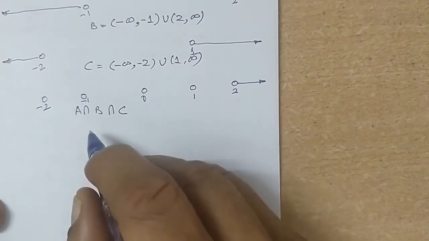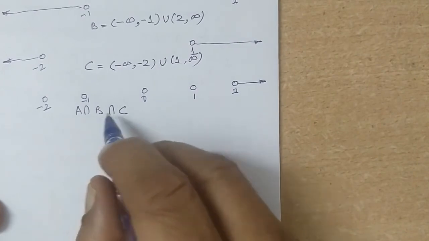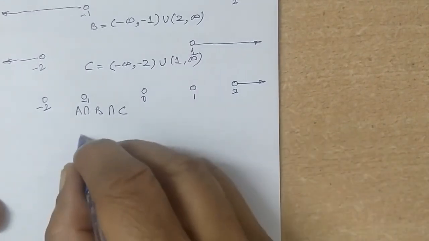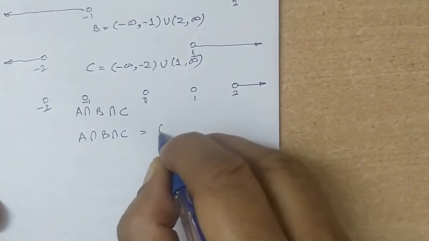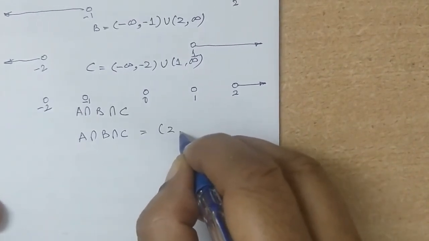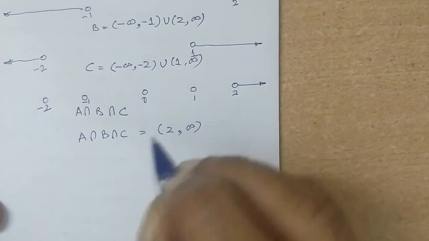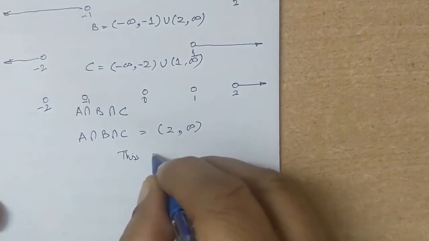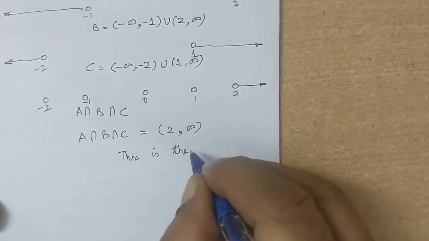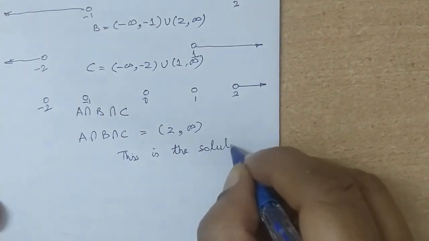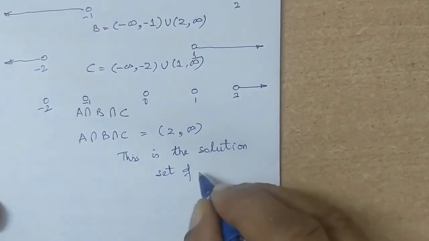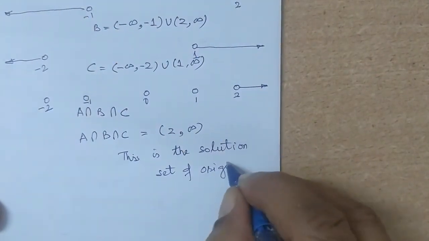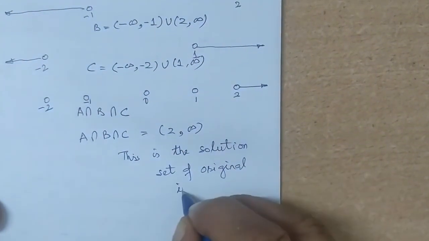Now we have derived the intersection of A, B and C. We can write it in bracket form as (2, infinity), excluding 2. This is the solution set of the original inequality.